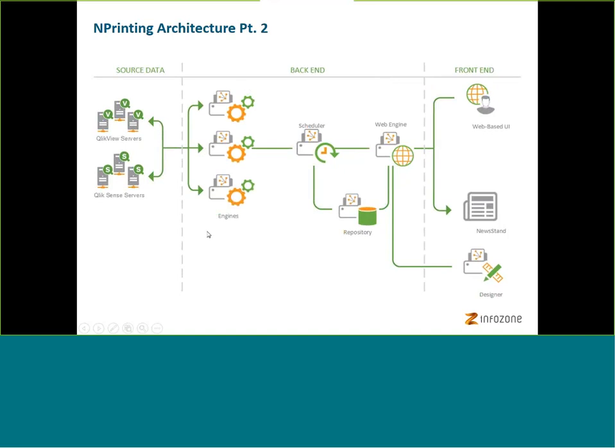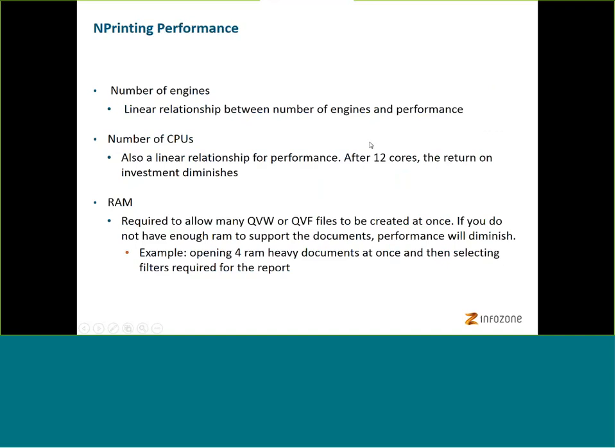So as I said, you can also have multiple engines. Think of these as all different servers here. So we have 3 different engines here. We have still our one NPrinting server here, and we still connect the same way in the front end and connect the same way in the back end. As far as performance goes, there is a linear relationship between number of engines and performance. So let's say we have 6 engines, 6 servers that are going to carry the load of, let's say, 1,000 users. We will see our performance go up as we add more and more engines to our NPrinting services.